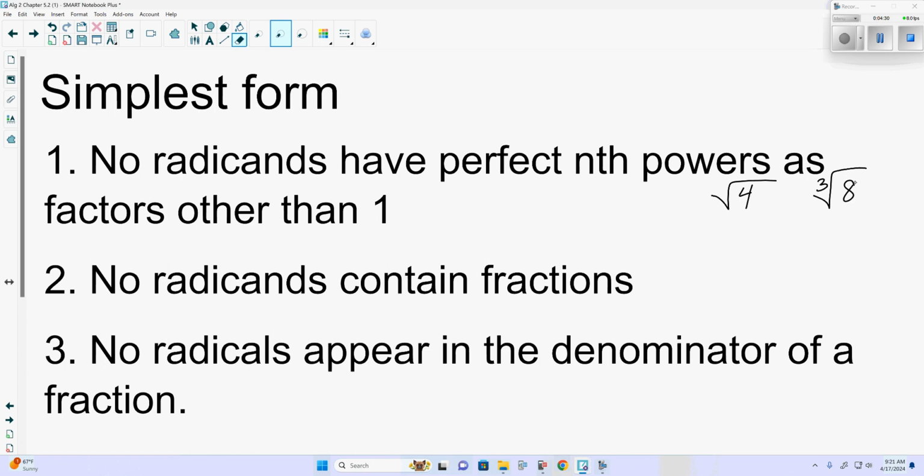And out of these 3, that is probably the more confusing one out of the group, because the others kind of make sense, just from the wording of them. The second one: no radicands can contain fractions. I can't have the square root of 2/7. I can't have a fraction inside of a radical.